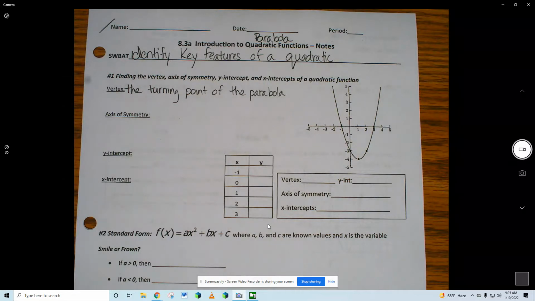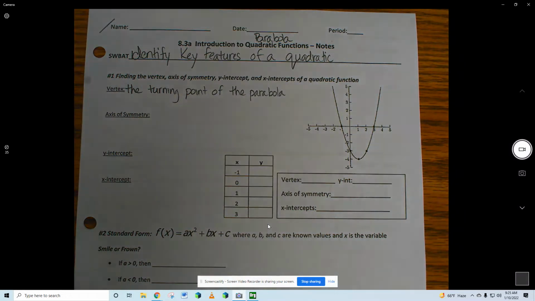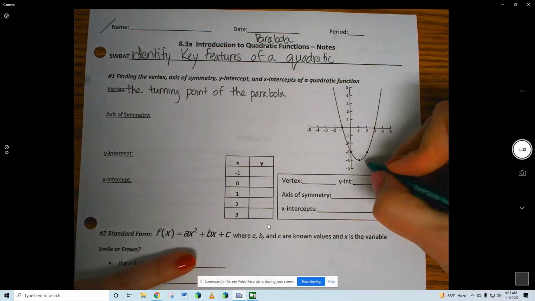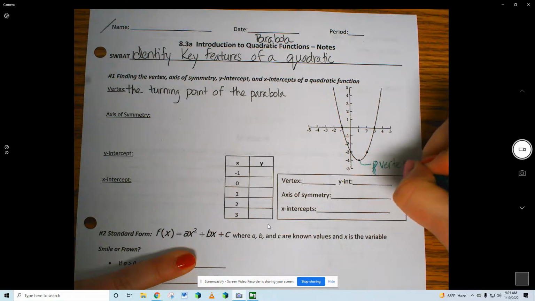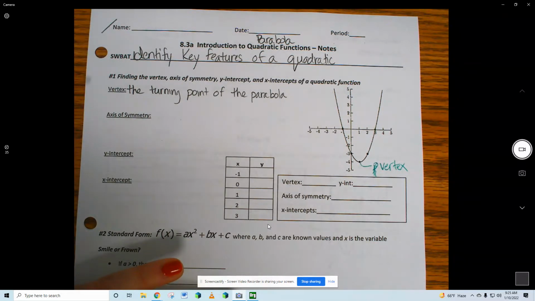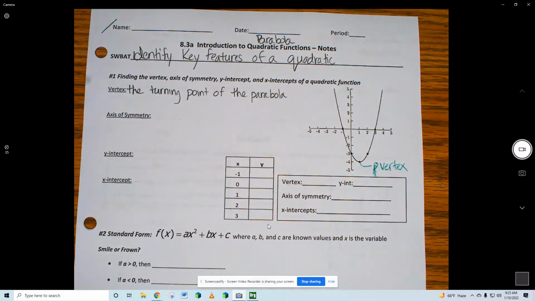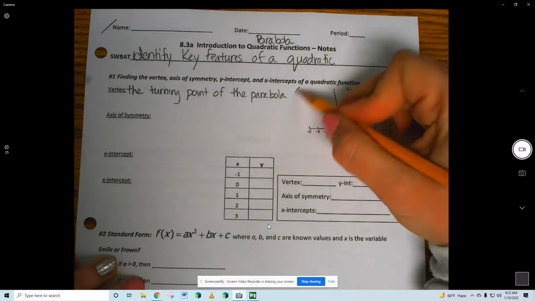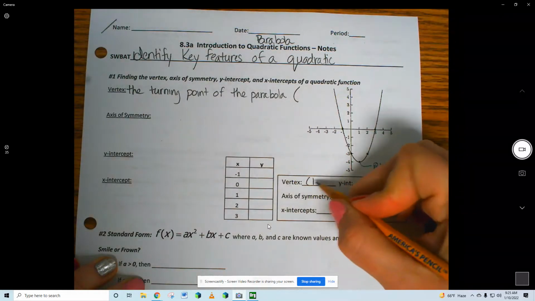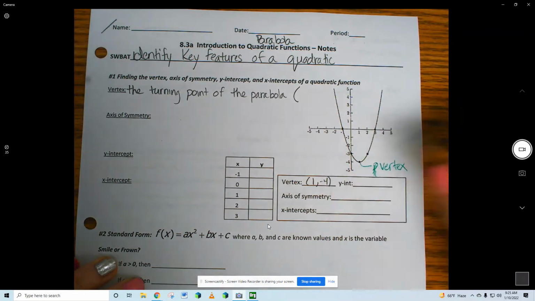The axis of symmetry. So here's my parabola. Let me label them on the graph. The vertex, I'm sorry. So the vertex is right here. And this vertex, by the way, is (1, -4). I write it as an ordered pair.